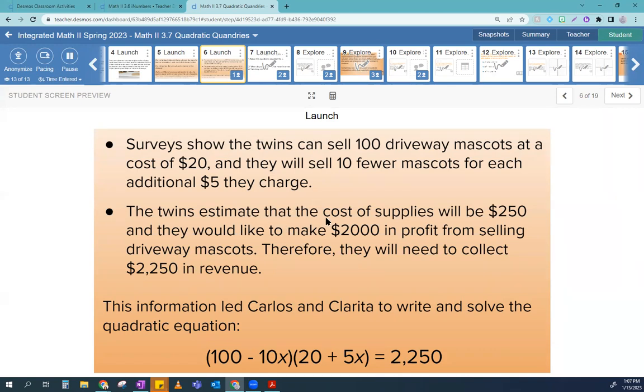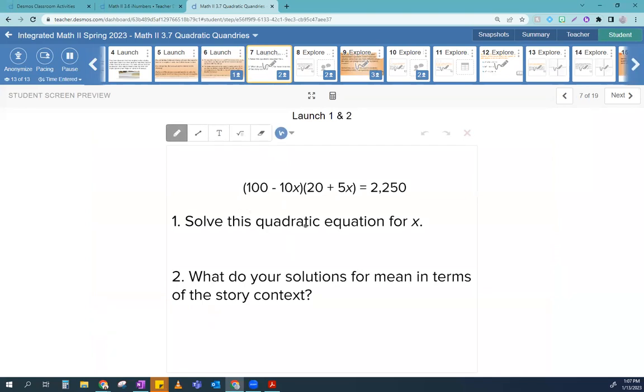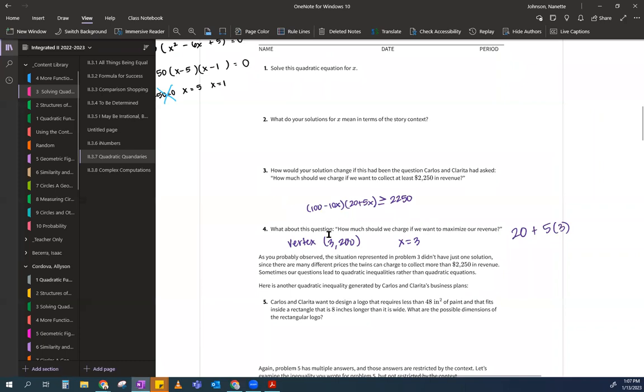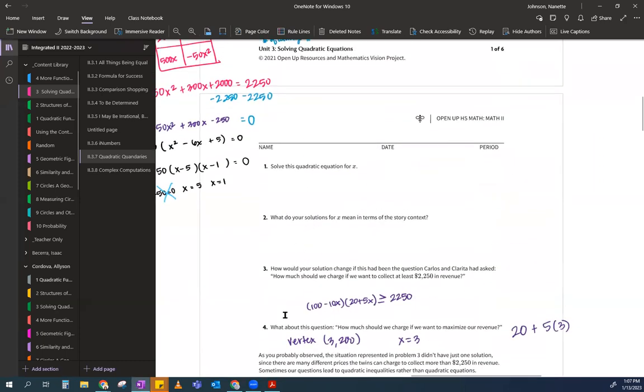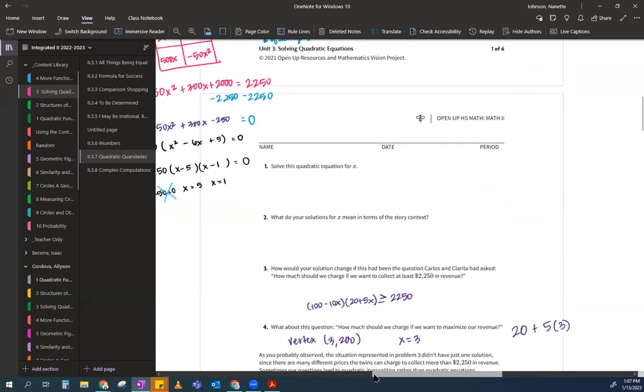So the twins estimate the cost of supplies is going to be $250, and then they want to make a profit of $2,000. So this is where this equation comes in. And then we came up with how to solve the equation. Let me go back over here. So we solved this equation over here.